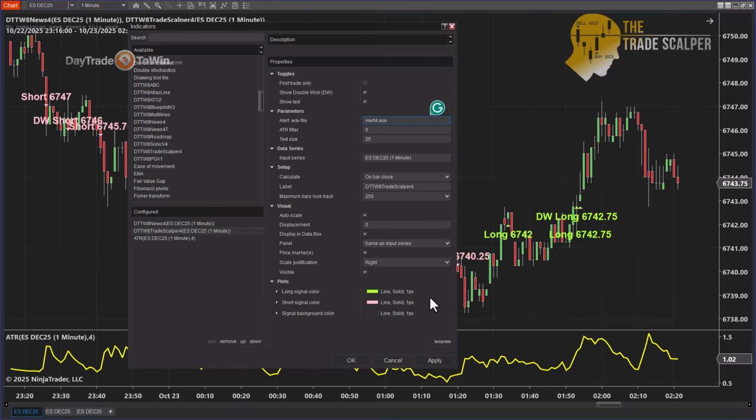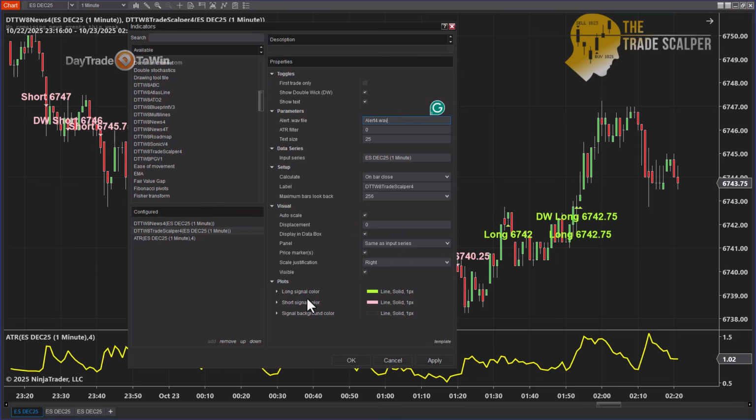There's no optimization because the Trade Scalper does not use any type of moving averages, RSIs or MACDs or anything like that. So there's no value that you have to say use this or use that for any market. It's completely on its own based on price action.